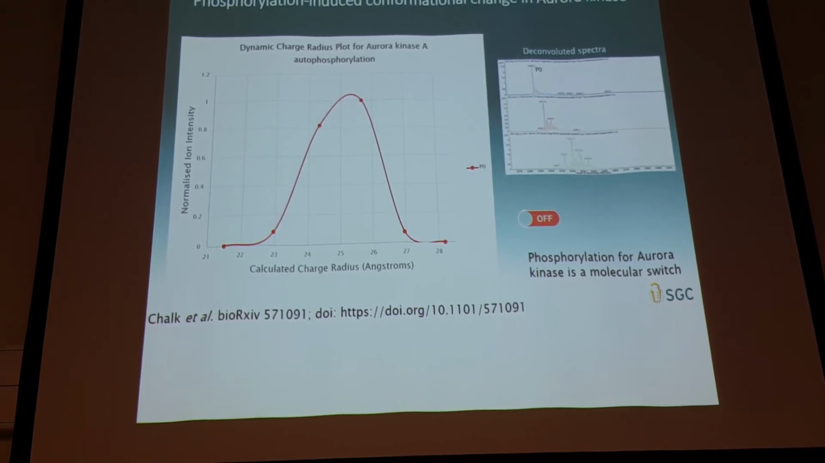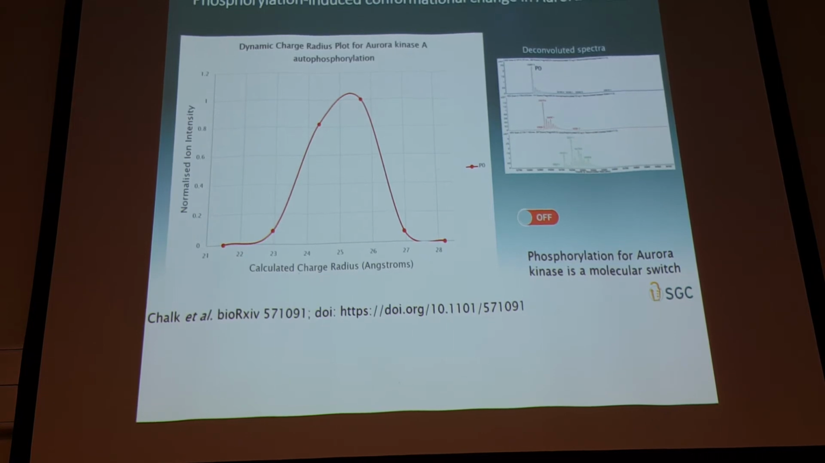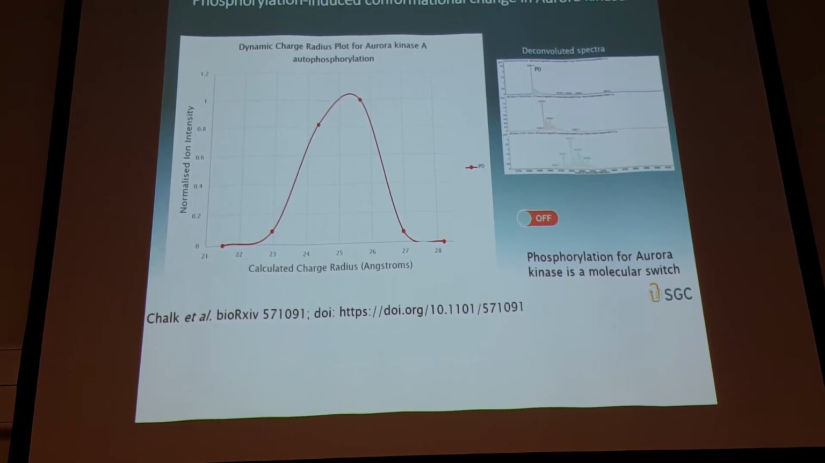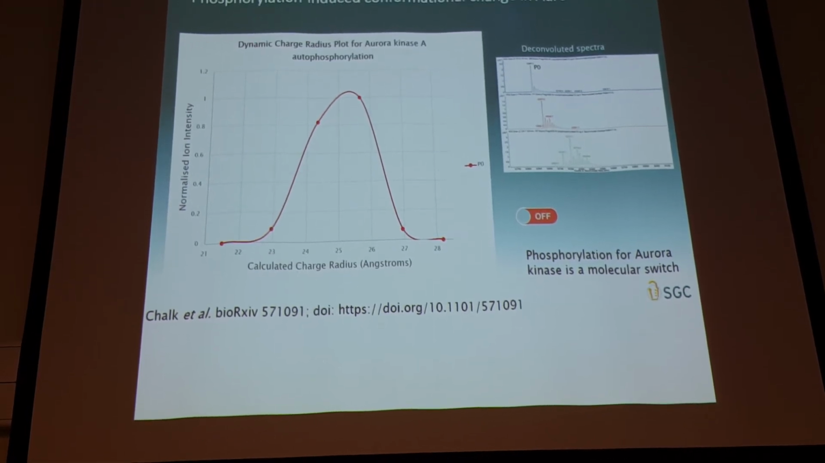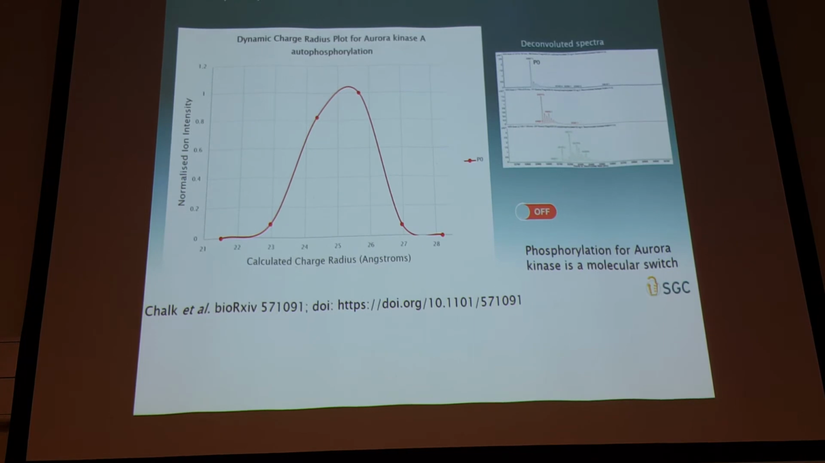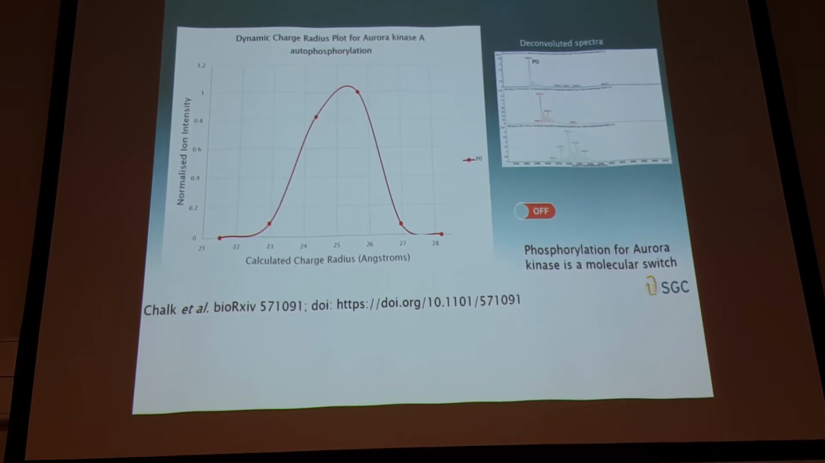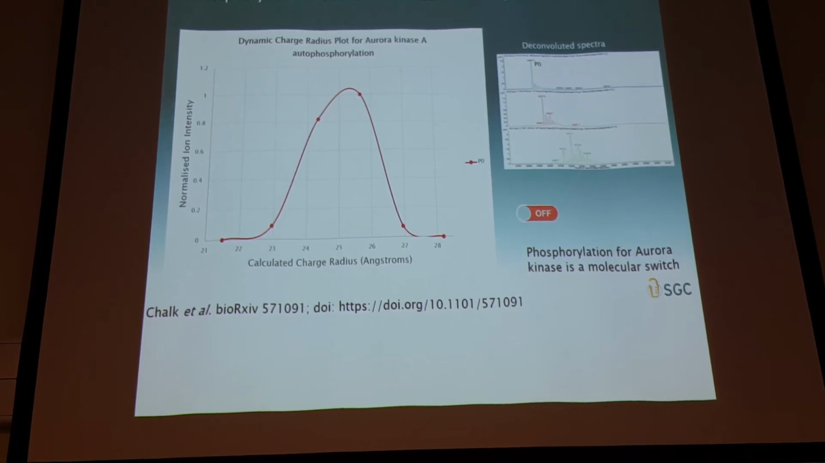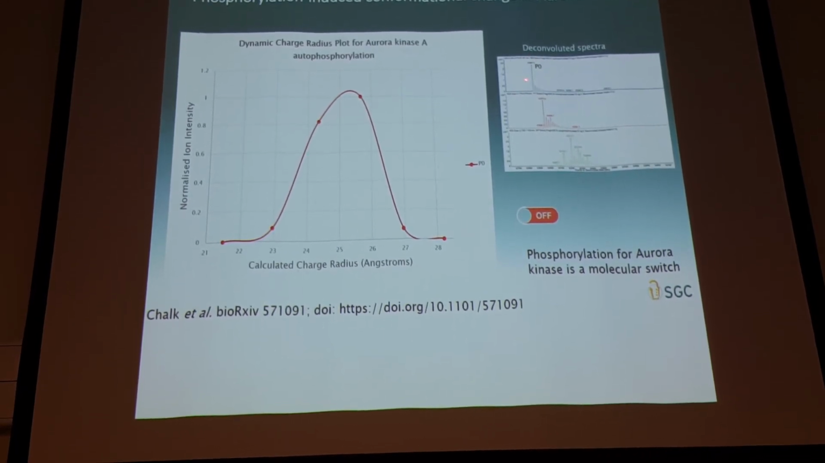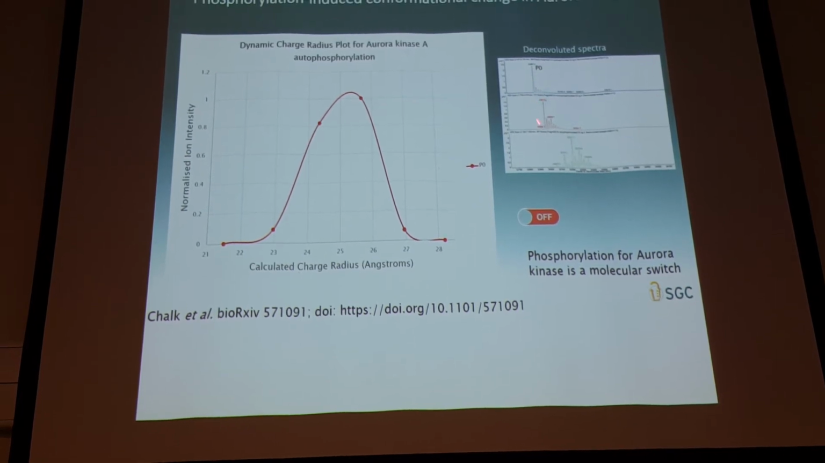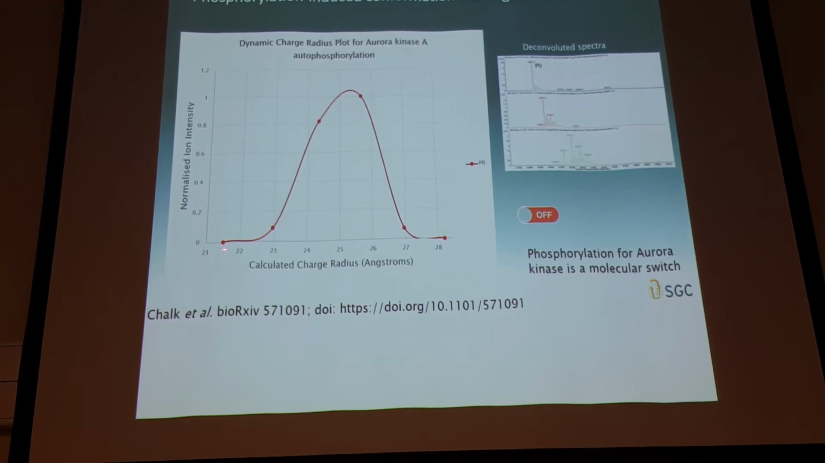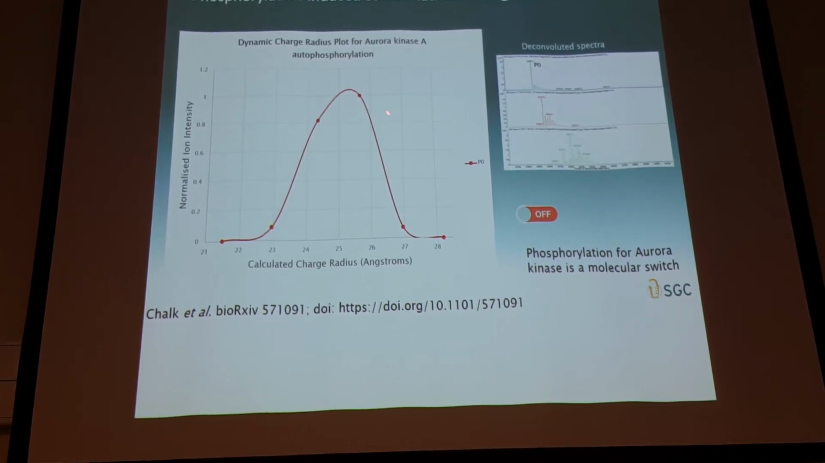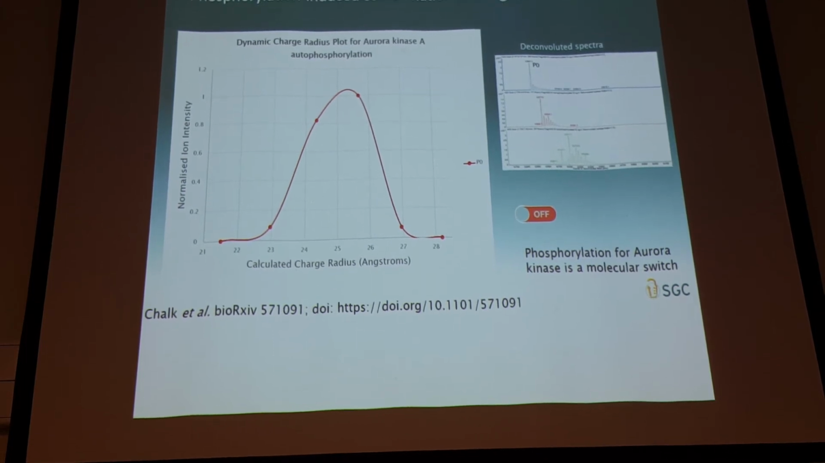There's another thing we can do. We can measure conformational change. So this is Aurora kinase. It can phosphorylate itself. So if you incubate Aurora kinase with ATP, over time it will generate different phosphorylation states. So this is unmodified. That's phosphorylation state 1, 2, 3, 4, and 5. What I've done here is plotted the charge radius calculation for phosphorylation state 1.